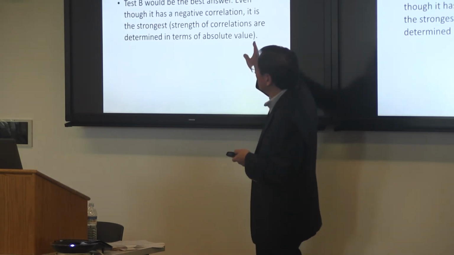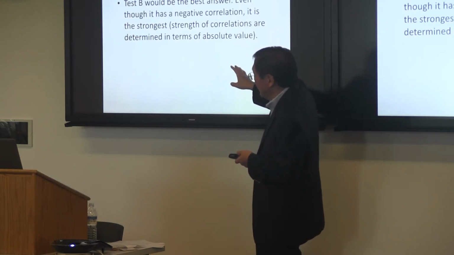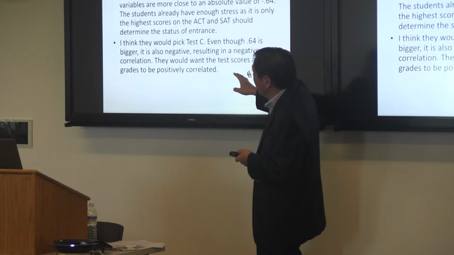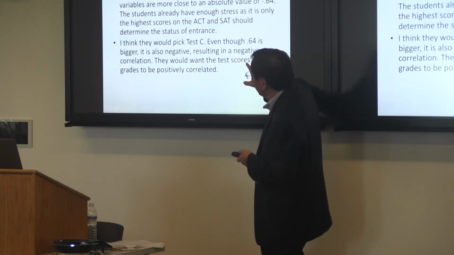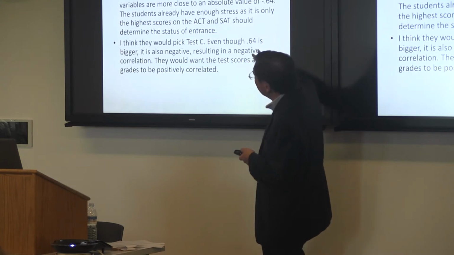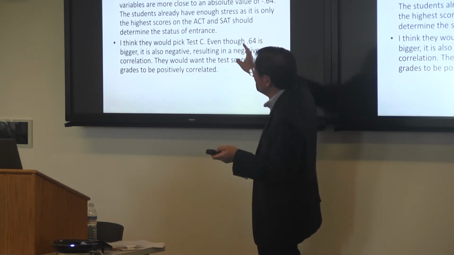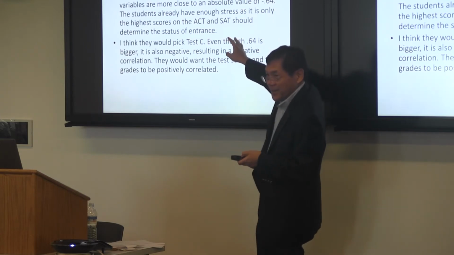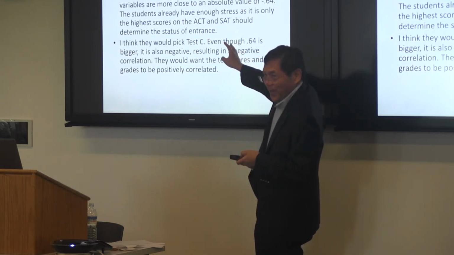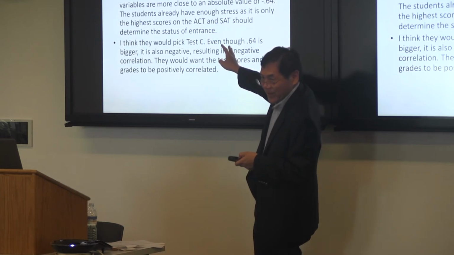Then you have a correct answer and explanation. Test B, even though it's negative, it's got the strongest correlation. Okay, this student has nailed the concept. And then you get some intriguing variations, like test B should be used because its confounding variables are more close to an absolute value of negative 0.64. The students already have enough stress as it is, only the highest scores, the ACT and SAT should be. So this student is guessing, right? The student has picked the right answer, but has guessed, because they have no logical explanation at all.